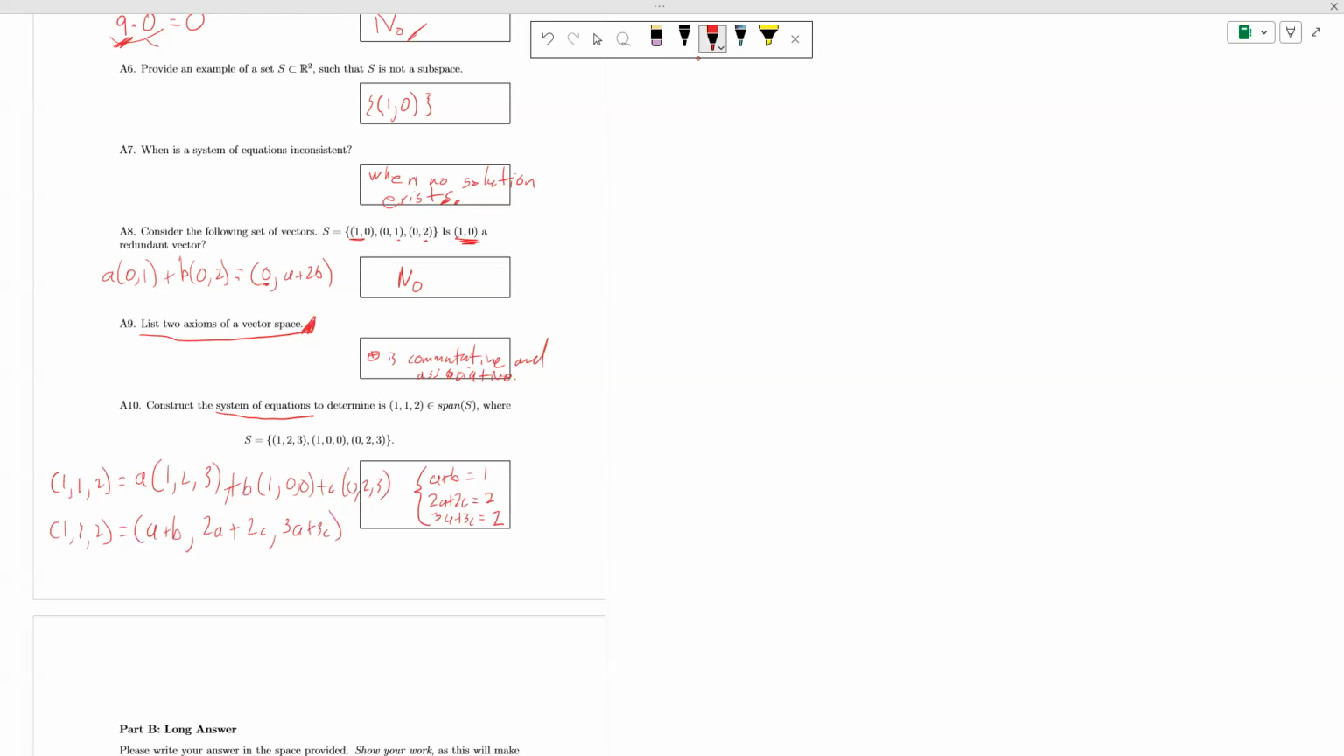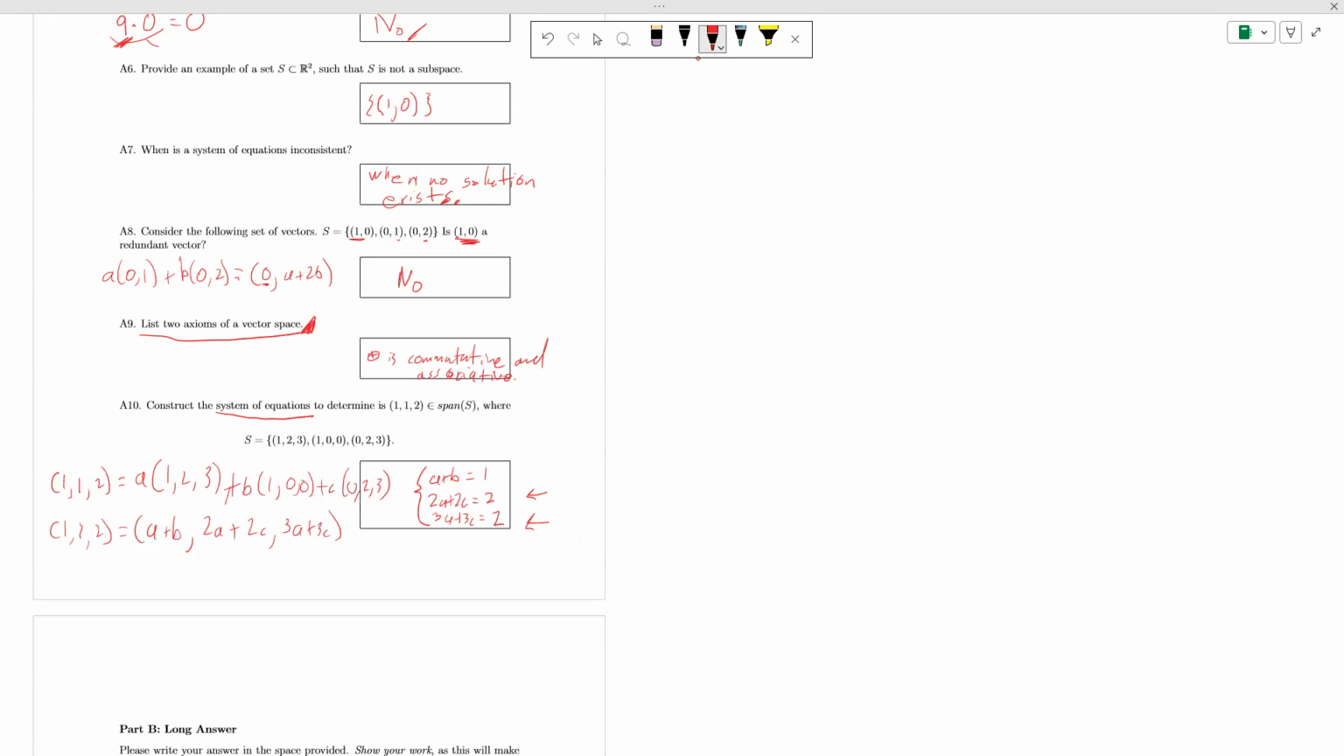And here, one thing to note is you ask yourself, could this be consistent? If we look at these 2 rows, if I divide the second row by 2, and then I take the third row and subtract 3 times that resulting row, we're going to get 0 plus 0 equals -1. And that's going to be inconsistent. So this actually doesn't have a solution. So we're not in the span.